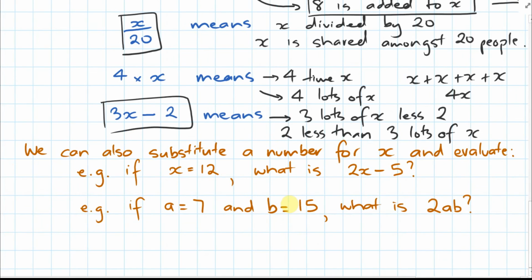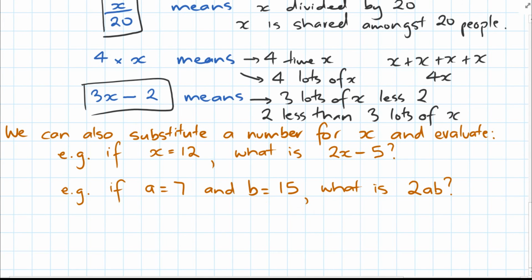Okay, let's have a look at substitution, which is where algebra starts to come into play. So we can also substitute a number for x and then evaluate it, meaning just find the answer. So if x is equal to 12, what is 2x minus 5? So we know 2x means 2 times x, and x is 12, so then this becomes 2 times 12 minus 5, which is 24 minus 5, which is 19. So we're evaluating, we're finding the answer.